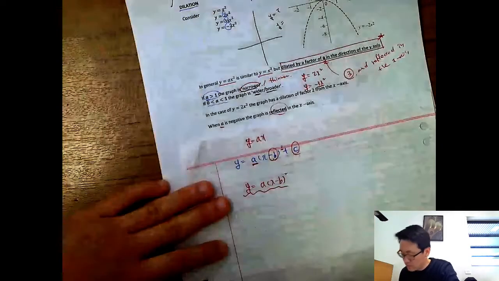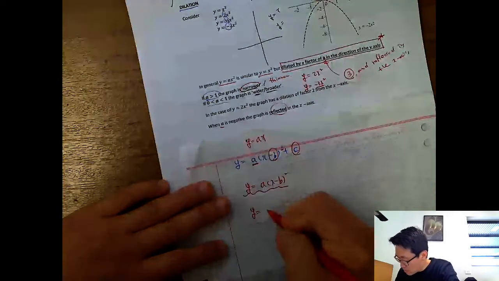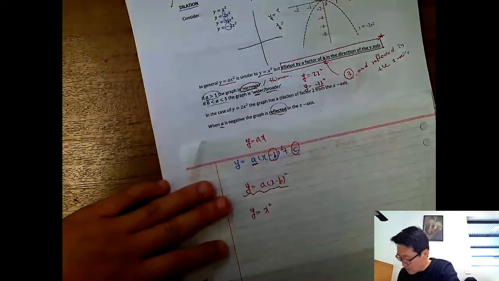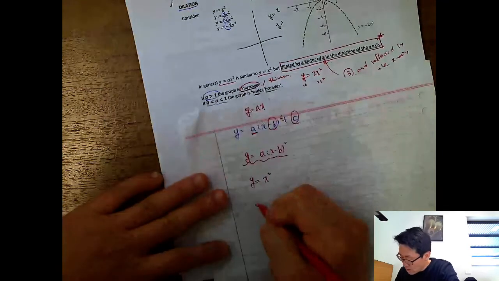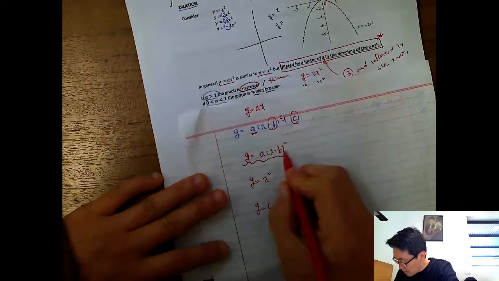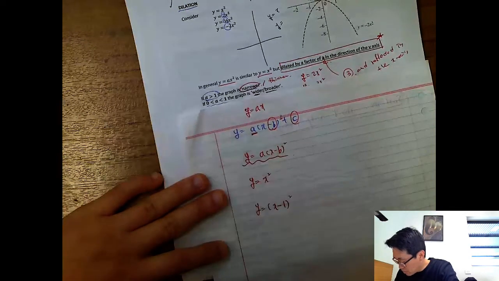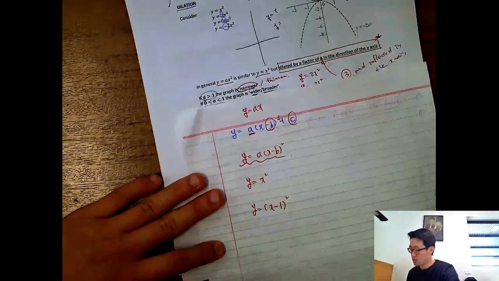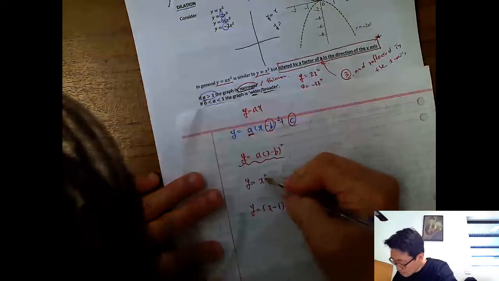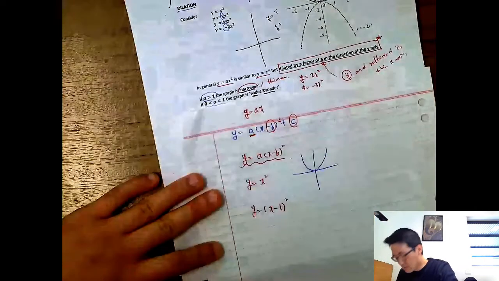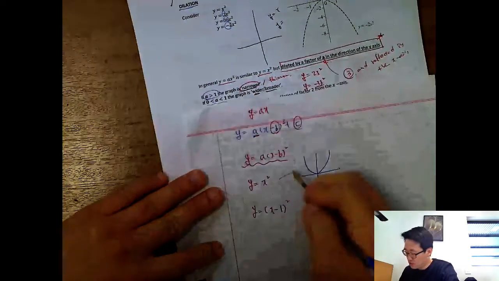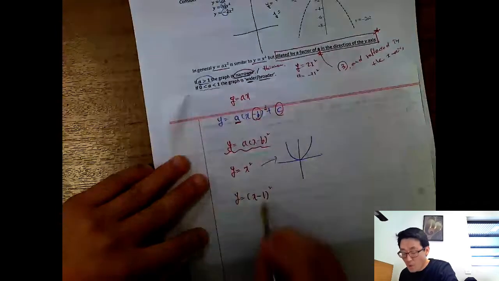Let's check this one first. Let's say y equals x squared, when a is 1 in this case. And y equals (x minus 1) squared. What's the difference? In this case, I will have this one, isn't it? We know how to draw that now. What about minus 1?